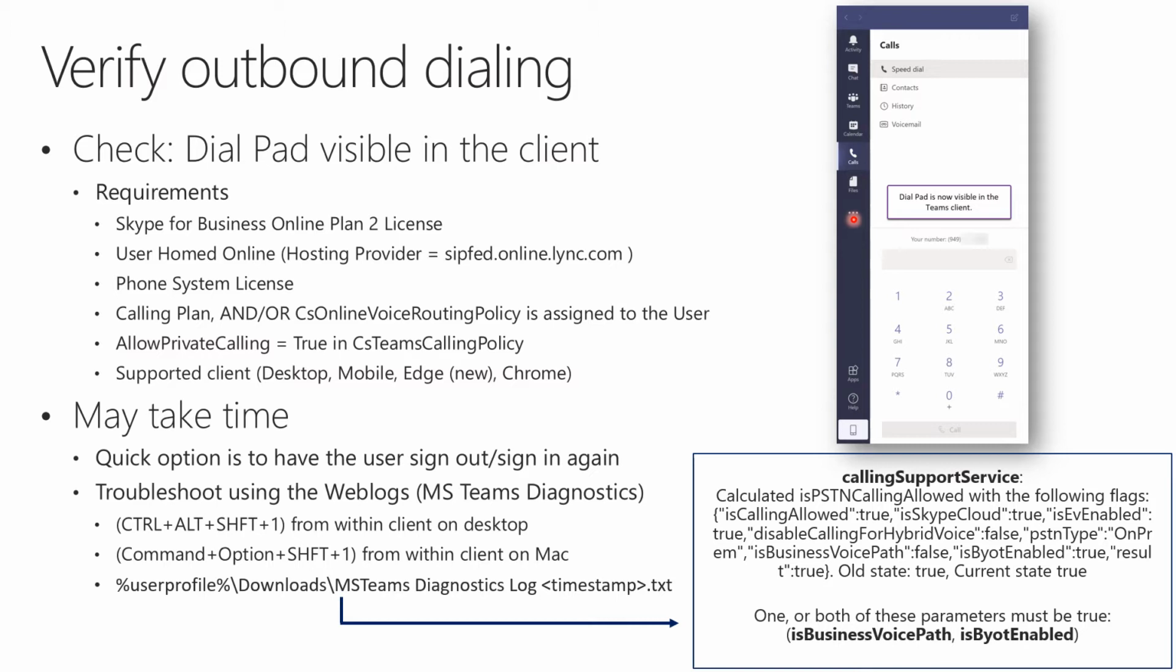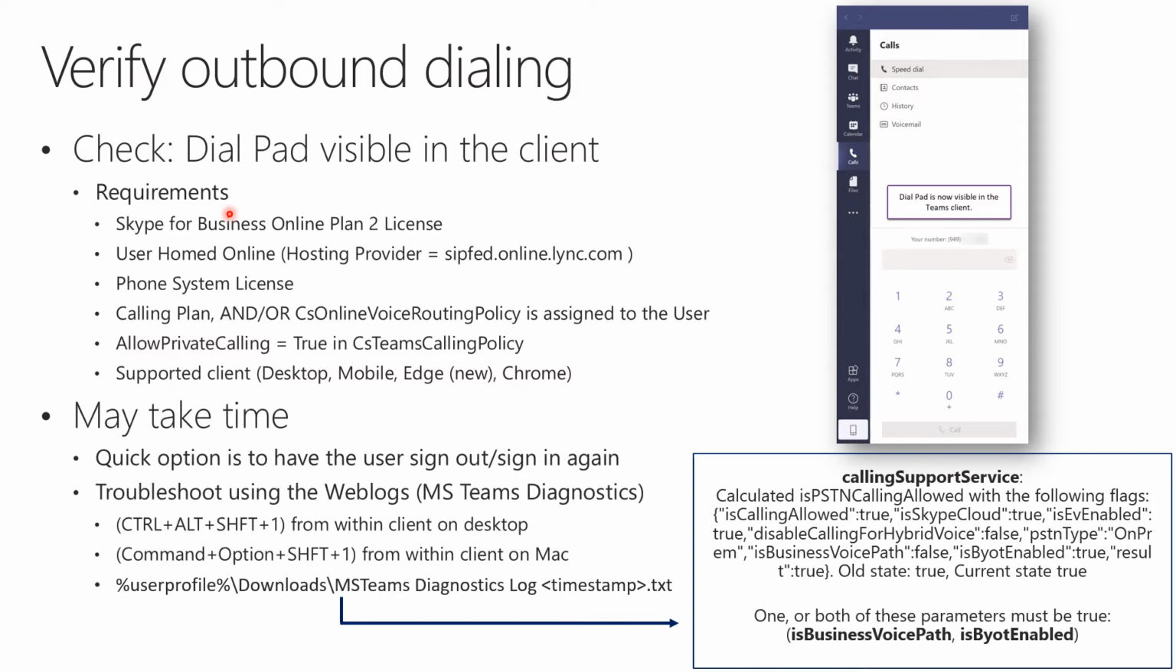Now, some requirements to make sure that the dial pad shows up. Well, of course, we have licensing requirements, which we talked about before. The user needs to be homed online. So if you were to look at the hosting provider value, remember before we said when they were on-prem, it was SRV:. Well, when they're online, that changes to sipfed.online.lync.com, the same thing that you put in the Move-CsUser commandlet. Of course, again, license. They could have a calling plan assigned to them. Remember, it is possible to have a user with both calling plan and direct routing.